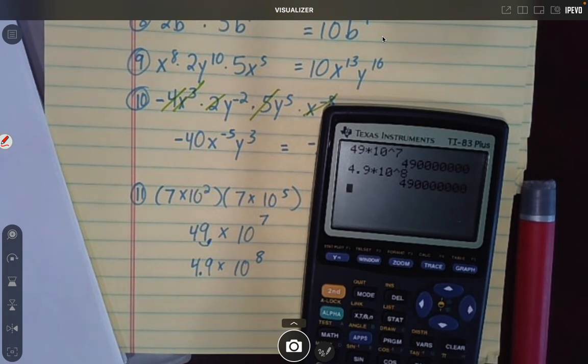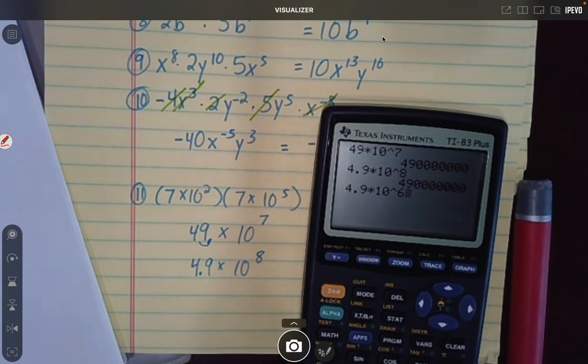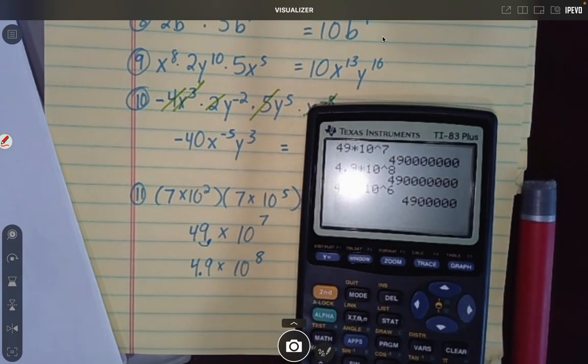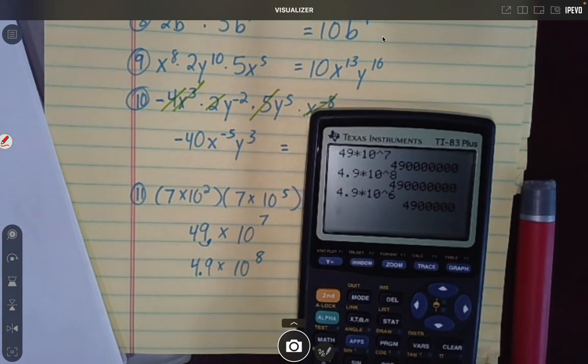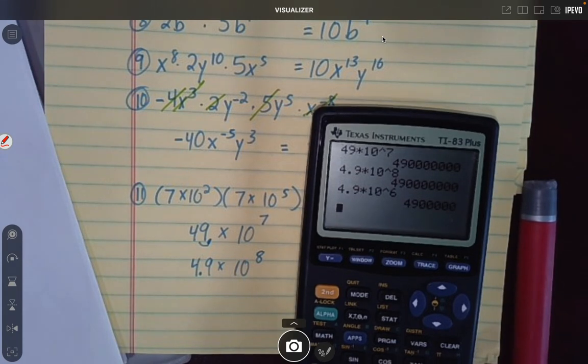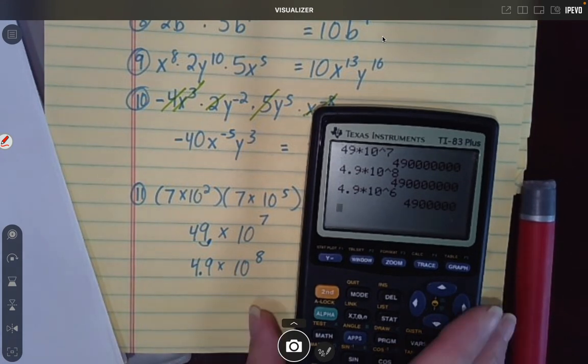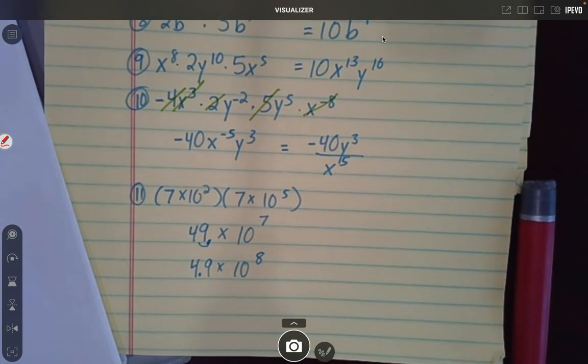Watch, what if I would have subtracted 1? What's 4.9 times 10 to the, if I'd have subtracted 1, does that give me the same answer? No. So you knew, oh, okay, I need to add 1. Does that help anybody to remember your rule? Okay. And if for some reason your calculator keeps spitting it out in scientific notation, you can bring me your calculator, okay, because I can help change it for you.